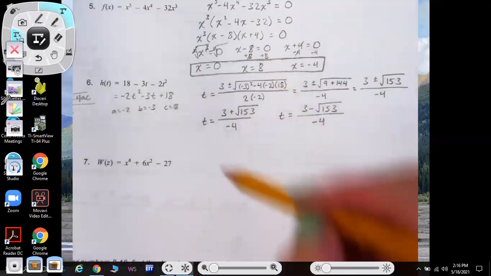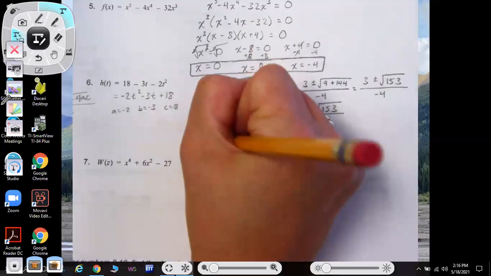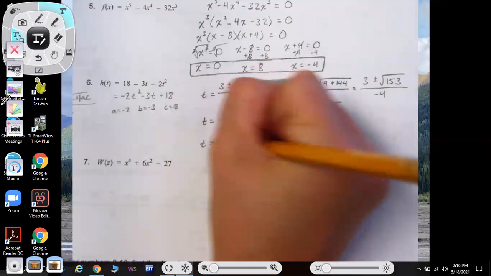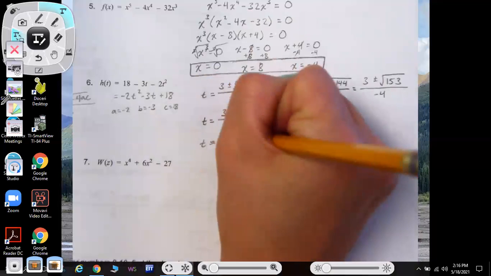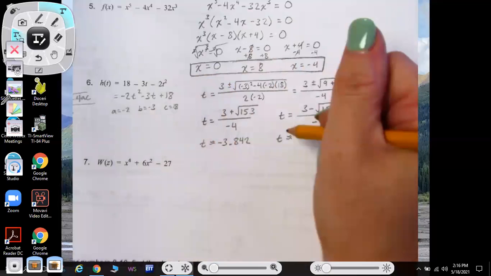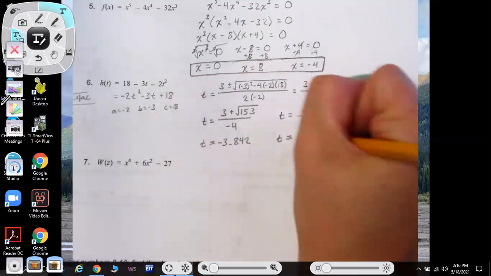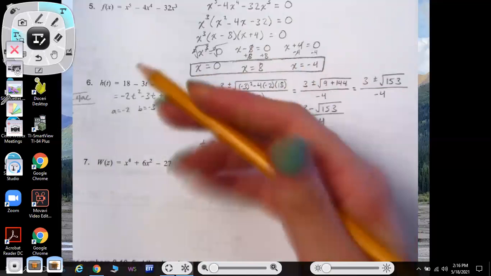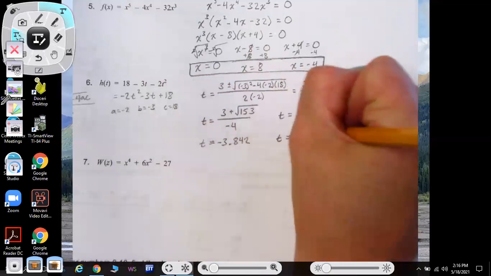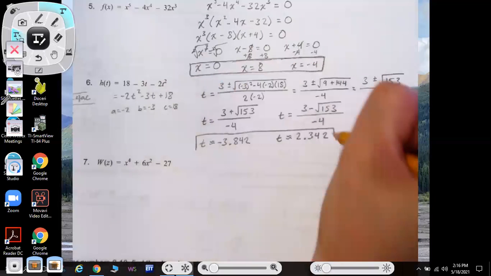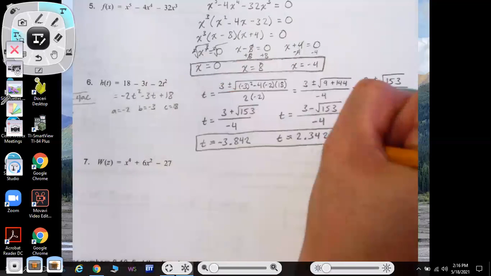When you put these in your calculator, we get t equals approximately negative 3.842. And in this one, t equals approximately 2.342. Those are our roots for number 6.